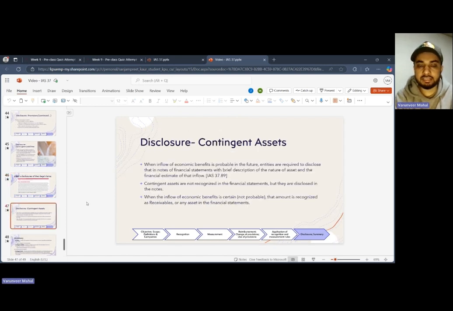And then this is the disclosure for a contingent asset, where the inflow of economic benefits is probable in the future, and entities are required to disclose that in the notes of the financial statements. Contingent assets are not recognized, but they are disclosed in the notes.